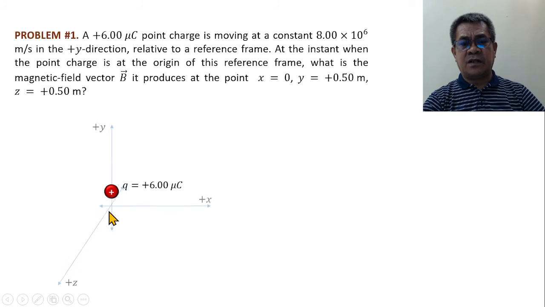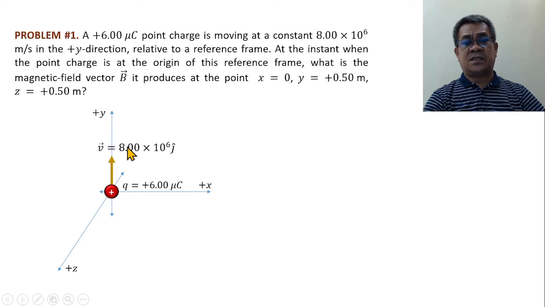So we have this charge, and this is moving. If you consider this as x, y, and z, this charge moves upward towards positive y, and this is 8 times 10 raised to 6 j hat. So therefore, this is our V, velocity vector. Then the question here is, how much magnetic field is produced at this coordinate 0, 0.5, and 0.5? So therefore, of course, there is no x. So this is the x-axis. So this point is 0.5 here, upward, positive, because this is positive, and this is also positive for z. Z is towards you, so this is 0.5. So therefore, this is our point of interest.